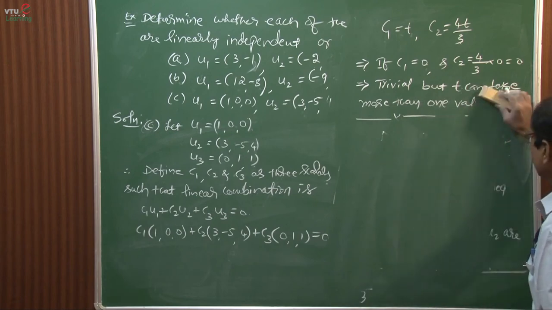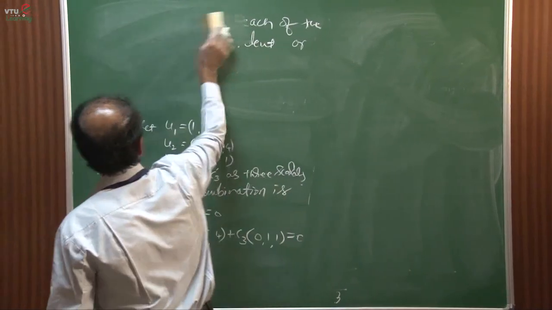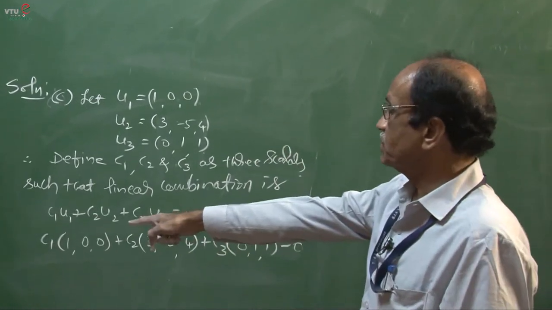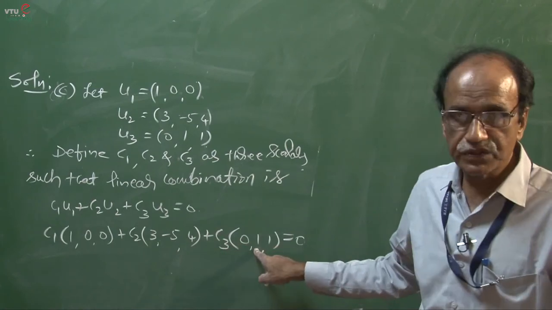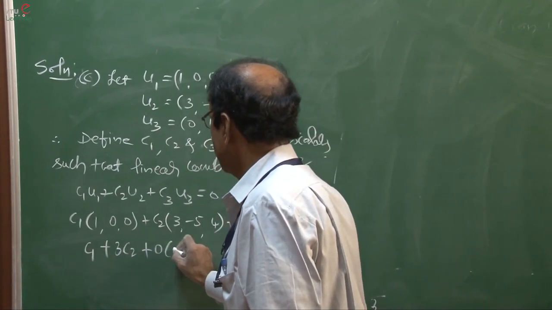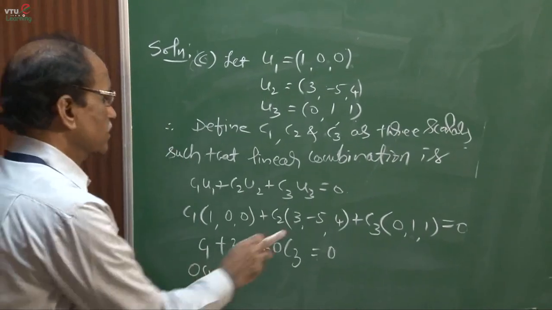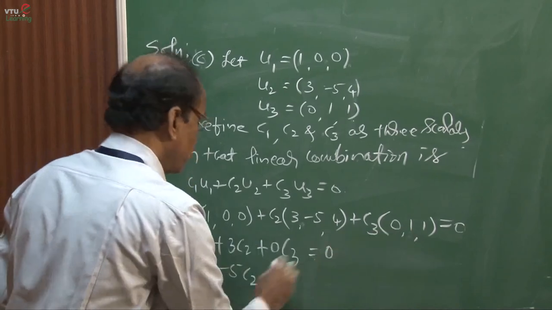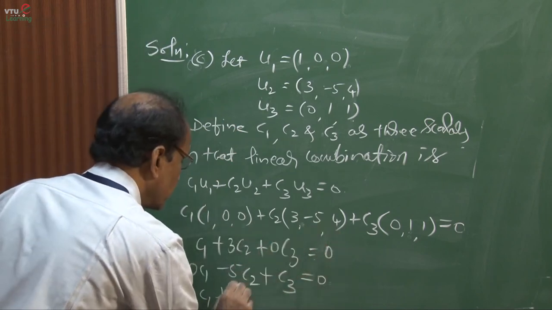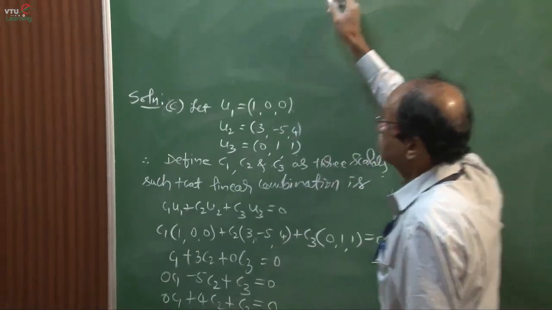We form three equations, and we will see how these three equations are to be solved and what the meanings of those three equations are, whether they are going to give the trivial solution or not. So the first coefficient: C1 into 1, C2 into 3 and C3 into 0. You can solve these three equations simultaneously, that is C1 plus 3 times C2 plus 0 into C3 is equal to 0, because every coefficient you have to equate to 0. That is 0 into C1 minus 5 into C2 and plus 1 into C3 is equal to 0. 0 into C1 and 4 into C2 plus 1 into C3 is equal to 0.